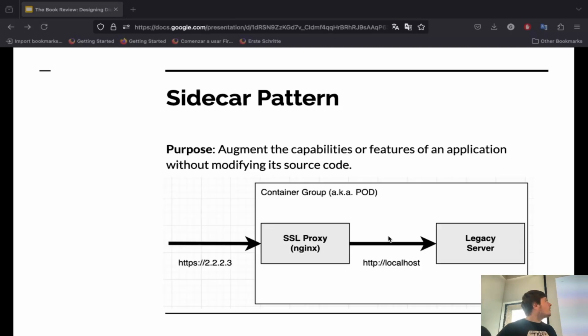So in this case, as an example for the HTTPS implementation, we have a request that is coming with HTTPS to an external address. Then that's going through Nginx that handles the SSL termination, and that's then forwarding the information to the legacy server.